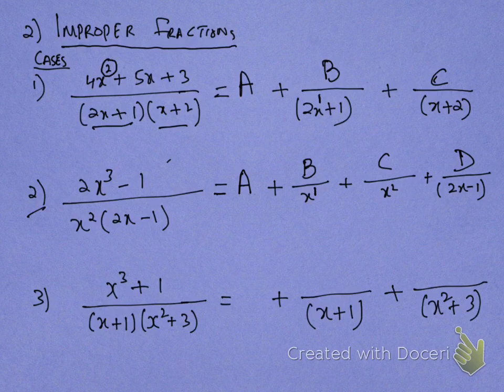Case number 3. An improper fraction with a linear factor and a quadratic factor in the denominator. Since the fraction is improper, start this fraction with a constant a. See, we have a linear factor here, therefore write a constant in the numerator. This factor is quadratic, therefore write a linear factor in the numerator of this fraction.